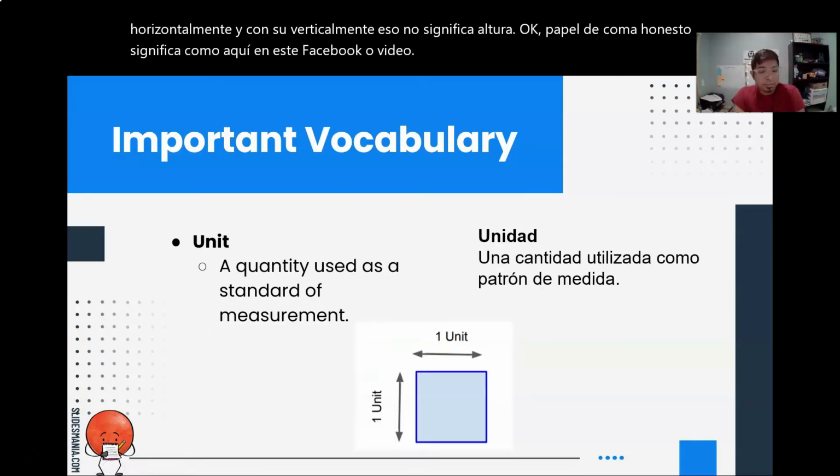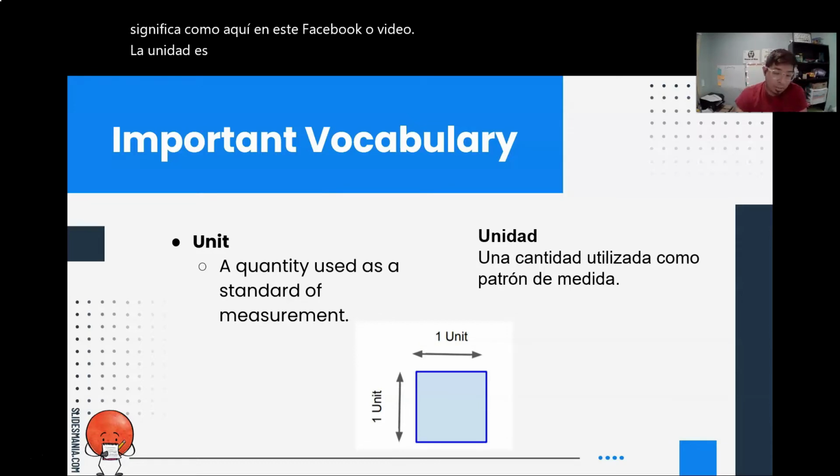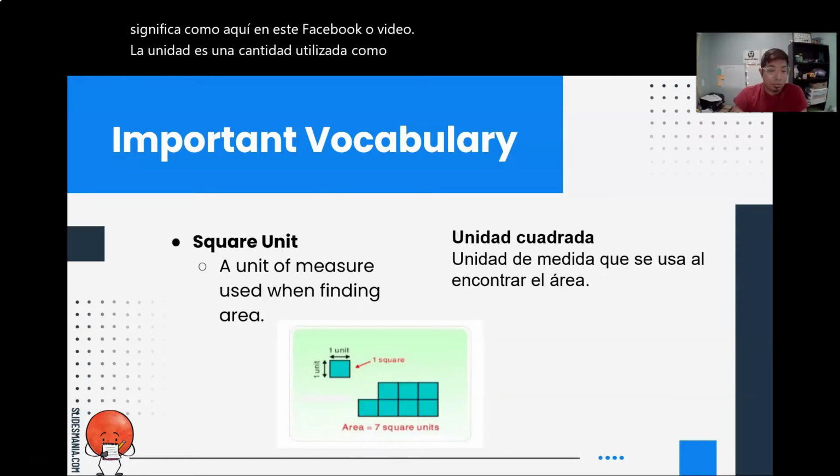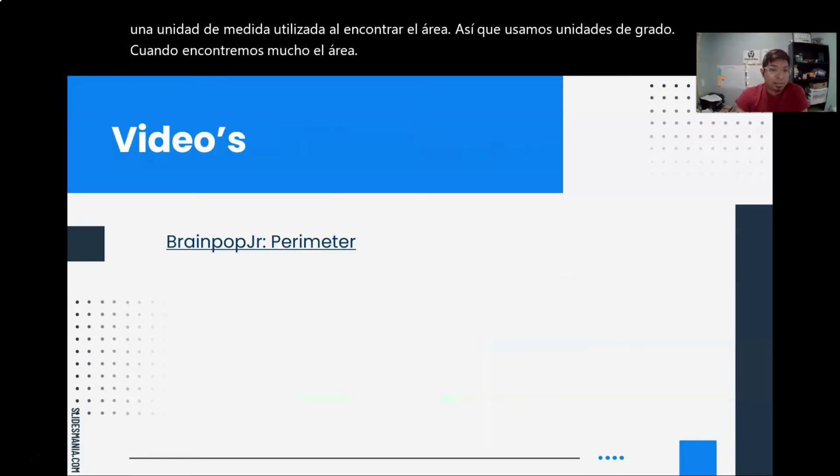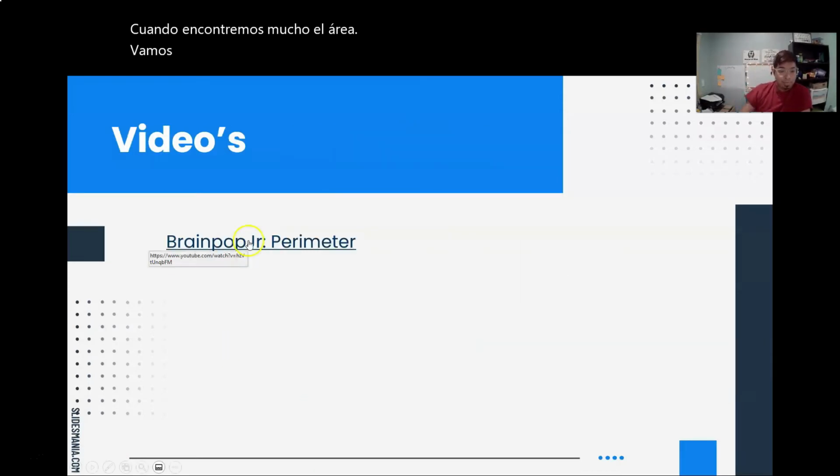Okay, a unit is a quantity used as a standard of measurement, and then square units is a unit of measure used when finding area. So we use square units when we find area a lot. Let's go ahead and look at this BrainPOP video.